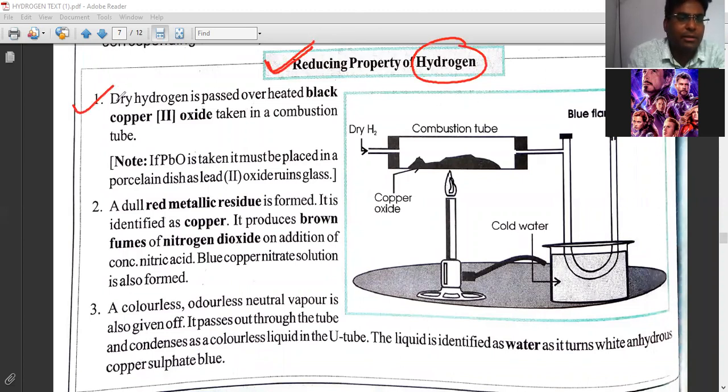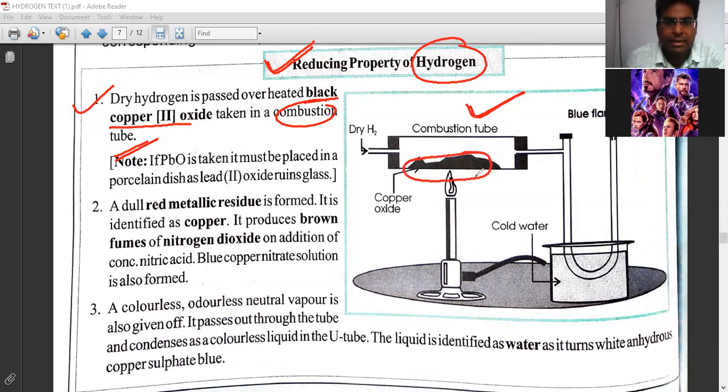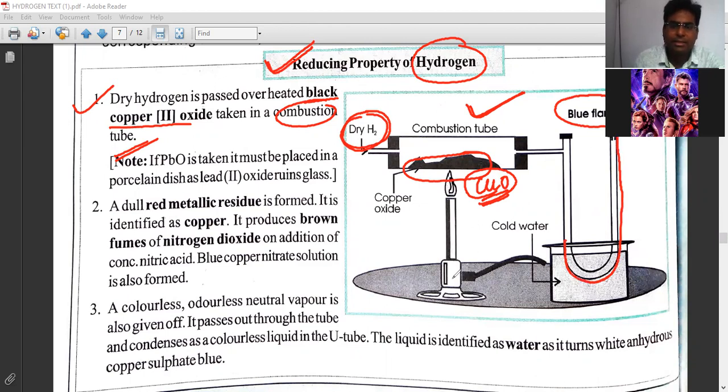Now look at the first point. Dry hydrogen is passed over heated black copper oxide, taken in a combustion tube. You can see here this is the combustion tube in which the substance is black in color. This black substance is copper oxide, which is black in nature. When we pass dry hydrogen gas over it, you get a blue flame here. Cold water is also passed through. This is the setup.